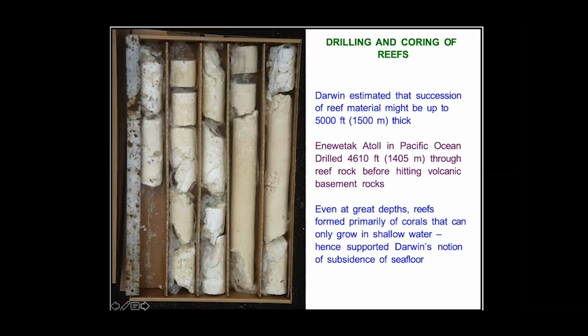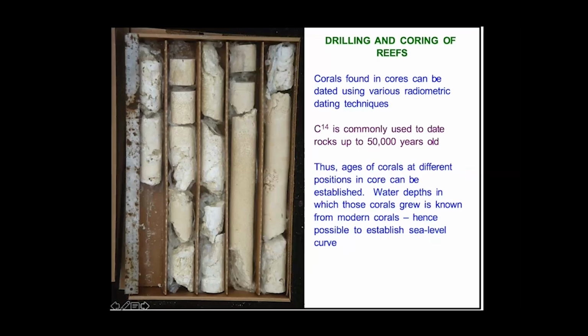before they hit any volcanic material. Rather remarkable, because you look back at Darwin, he estimated that reef material might be up to 5,000 feet thick. It was an estimate. He had no way of knowing that. But look how close he came when they actually drilled the well. And the key here is that even in the deep parts of this core, all of the corals that they found were indicative of growth in shallow water. The corals simply couldn't grow at the depths where they are now found, and hence that supported Darwin's original idea.